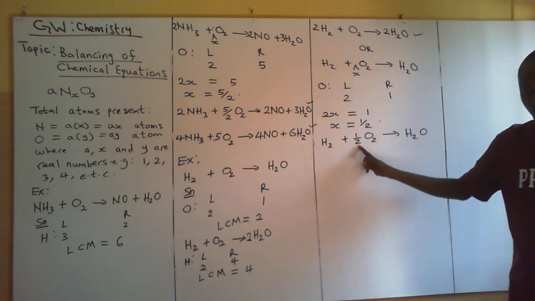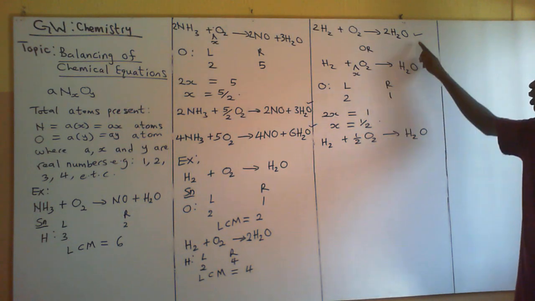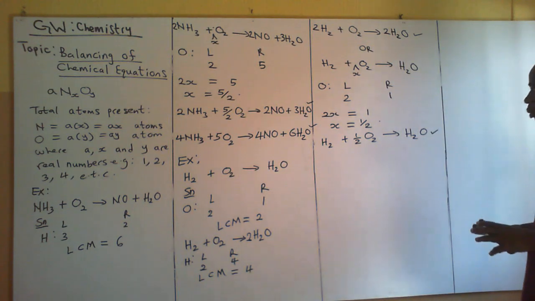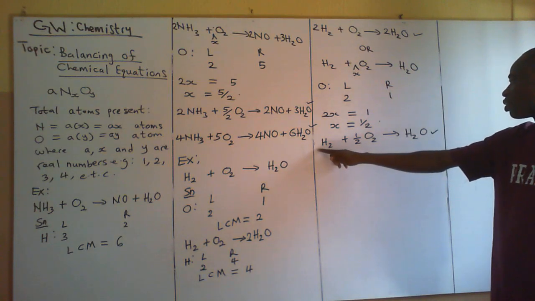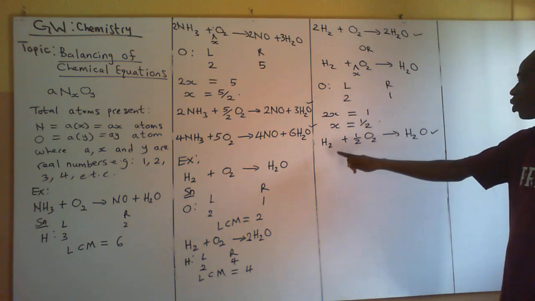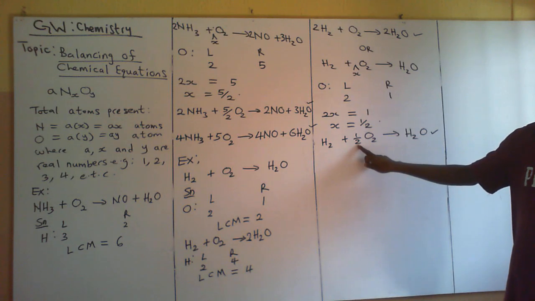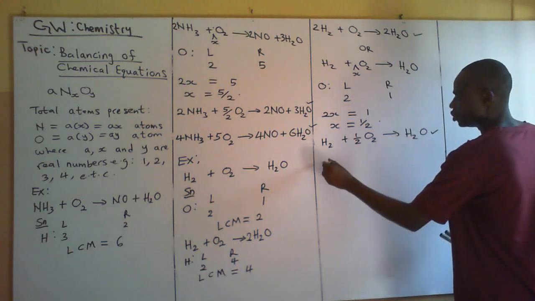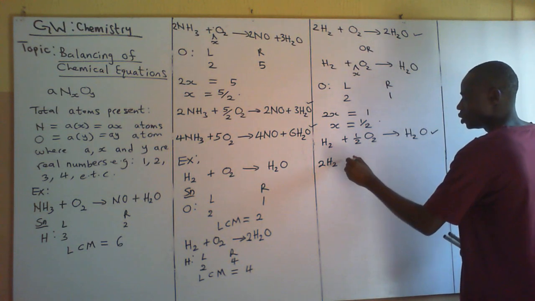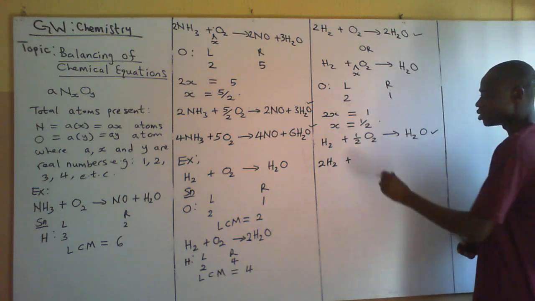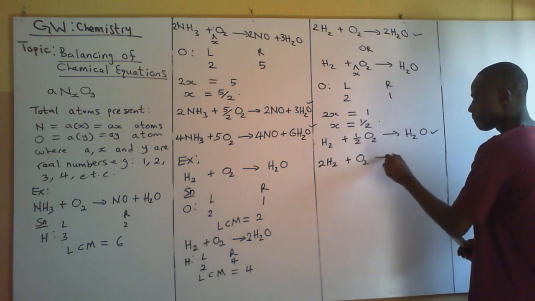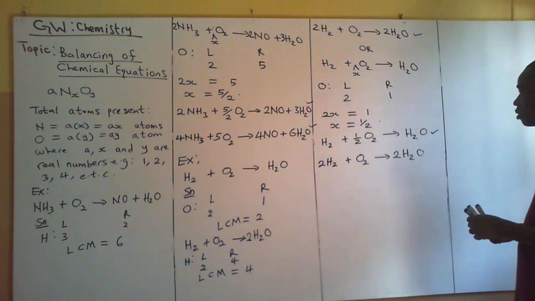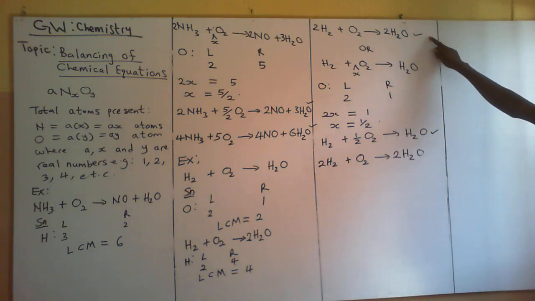By the time you try to remove this particular fraction, you go back to this equation, showing that the two of them are correct. Let us remove it. Show your balance method of mathematics by trying to remove the fraction from this equation. You multiply all through by the denominator of the fraction, which is 2. Then 2H2 plus half times 2 is 1, no need of writing 1, O2, giving 2H2O. It has come back to the initial one that we got.